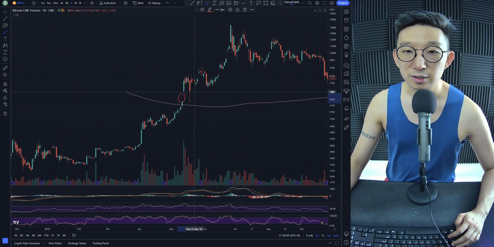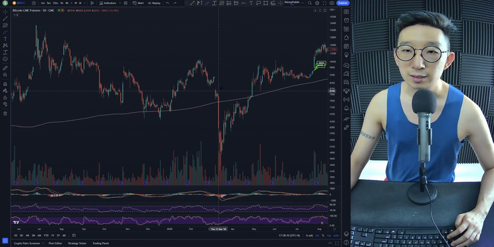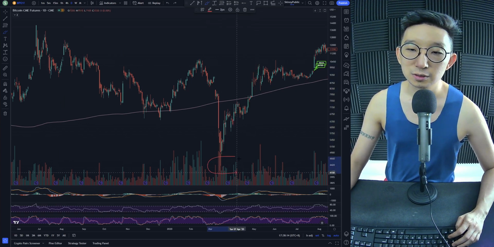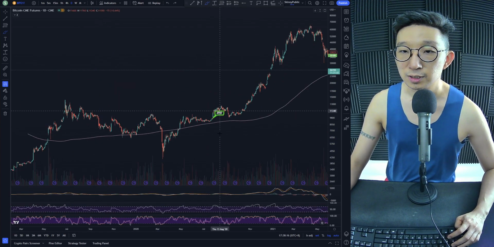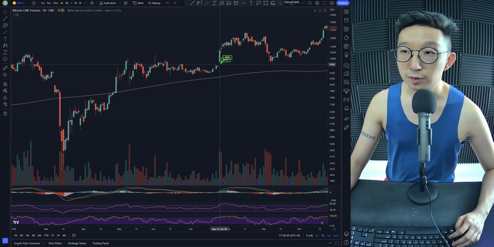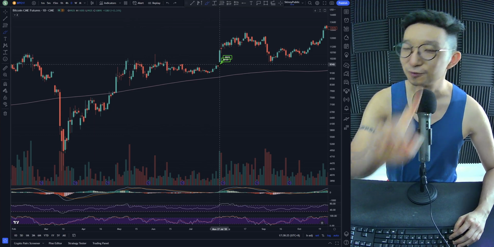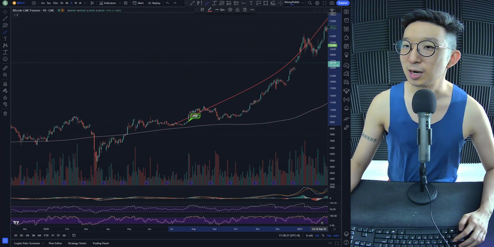Again, there's a gap over here. What happened? We filled it up. Again, there's a gap over here. We filled it up, even though price dropped to 4,000. But there was once a gap that came over here, at 9,007. It never got filled. And it just went parabolic.